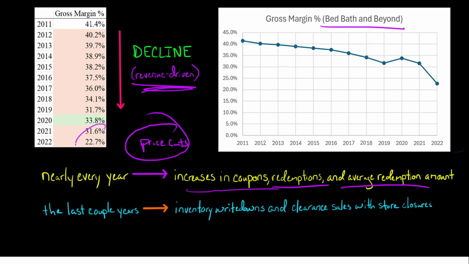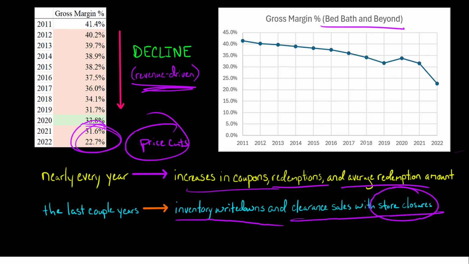Now, the last couple of years is where it really got ugly. And then in the MD&A, they're talking about inventory write-downs. Remember, if a company believes that inventory is on the balance sheet for an amount less than what it can get for that inventory, it's going to have to write down the inventory. Clearance sales, as they started closing some of their stores, and they have to just get rid of all the inventory at that store. So it really got ugly there.